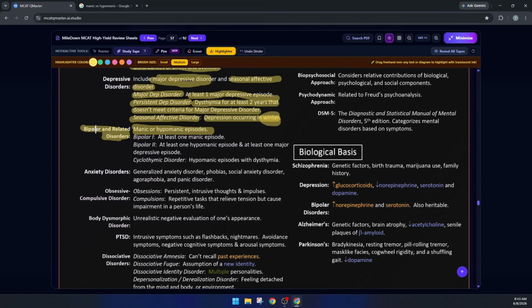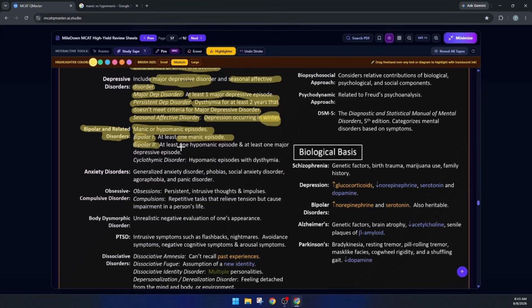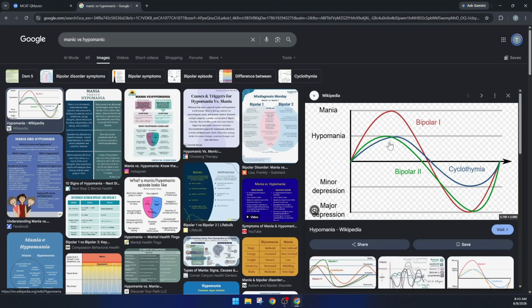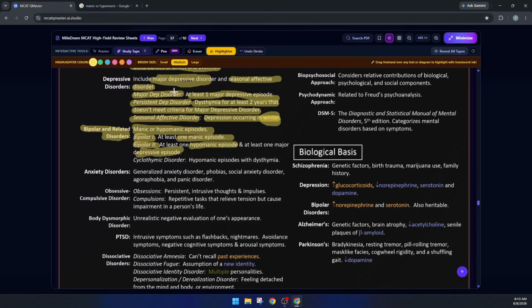People with bipolar and related disorders will have manic or hypomanic episodes, which are periods of time where they're in a manic or hypomanic state. Bipolar 1 has at least one manic episode. Bipolar 2 has at least one hypomanic episode and one depressive episode. This picture is not the best; maybe this one is a little better.